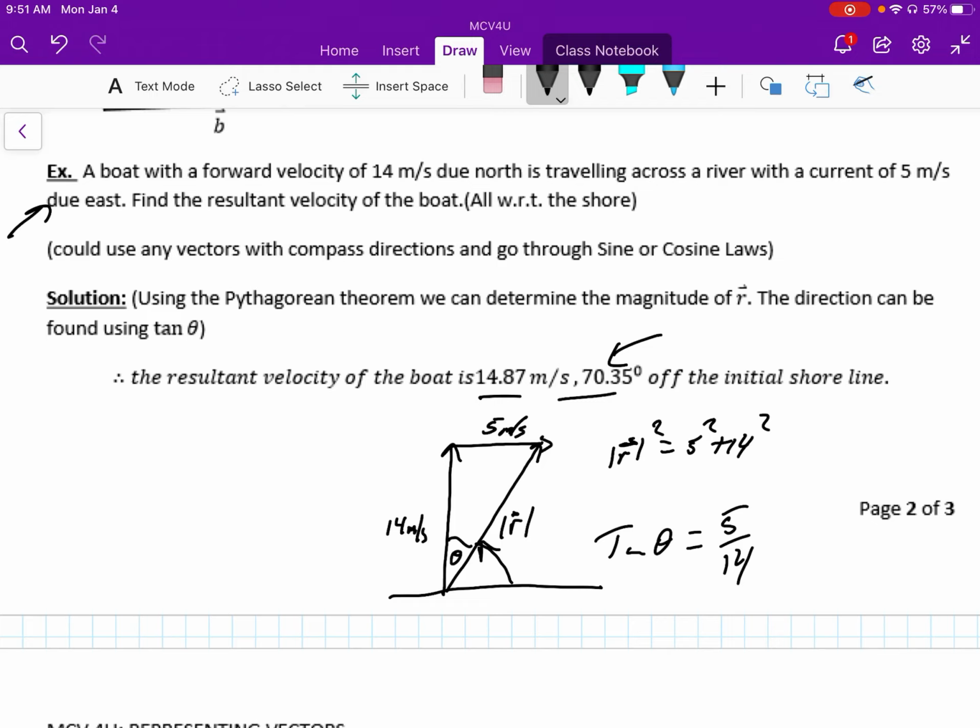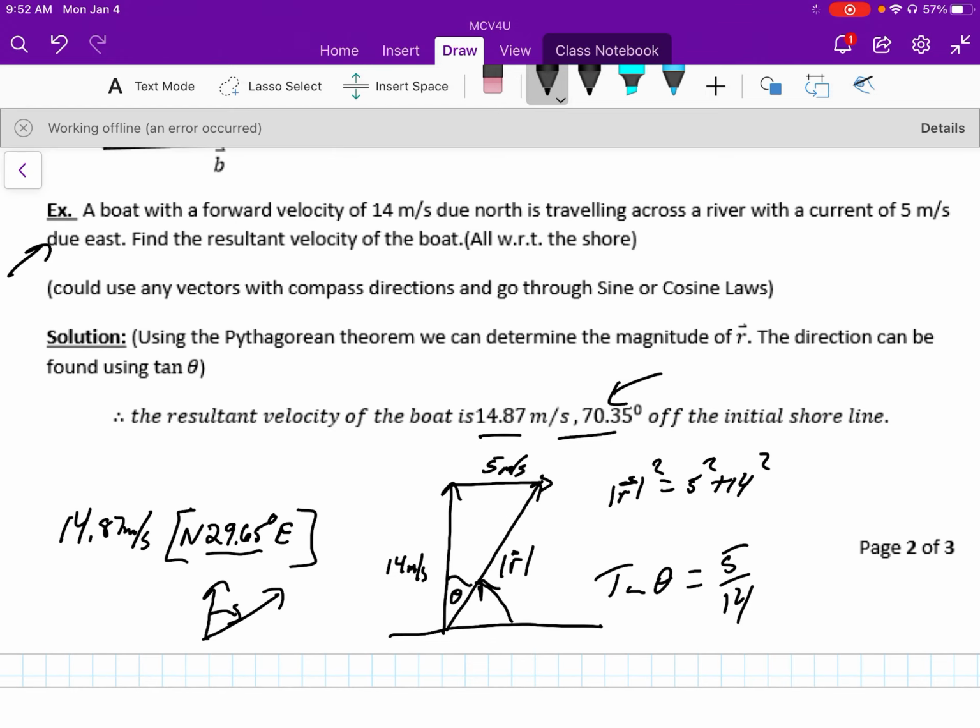We'll go through how to determine or how to write down direction. You could do it this way. We could say, well, since they're using east and north here, we could say that it's probably 14.87 meters per second. And then in our square brackets, we can put, well, we're going to start north and we're going to be traveling approximately 29.65 degrees towards the east. Okay, written like this, you can see that we're starting north. Okay, we're traveling towards the east in that direction. Okay, so when you find the theta, you can fit it in specifically right between the north and the east.